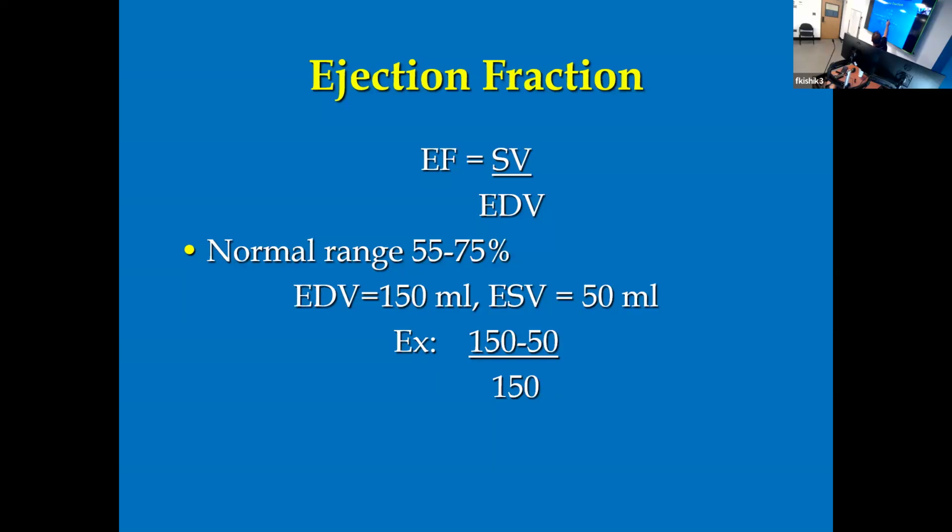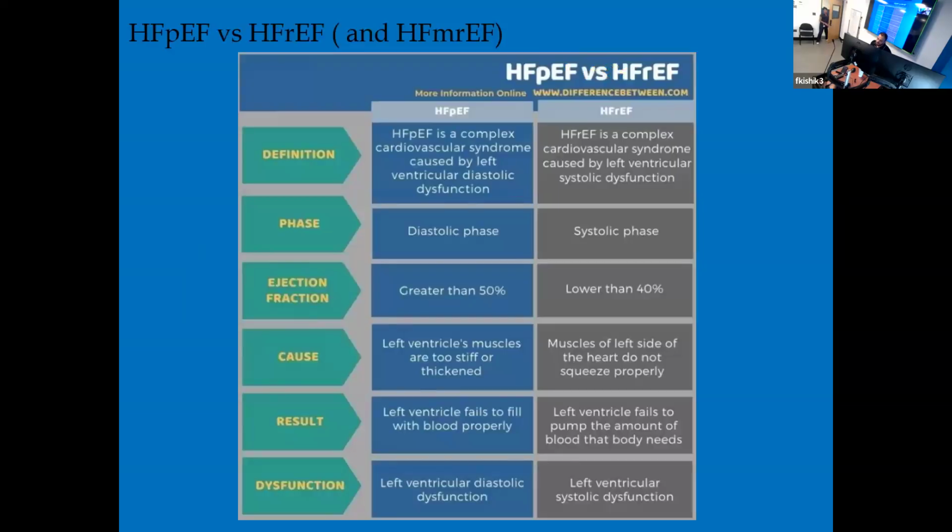So EF is stroke volume over end diastolic volume. Normal range is 55 to 75. But if you see 50, I don't want you to be like, heart failure. No, it's 45 or less. So that's what HFpEF and HFrEF is.